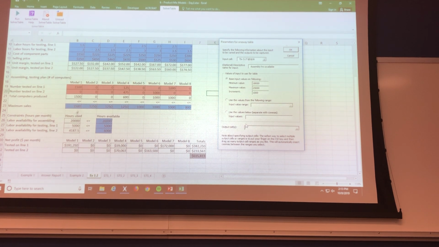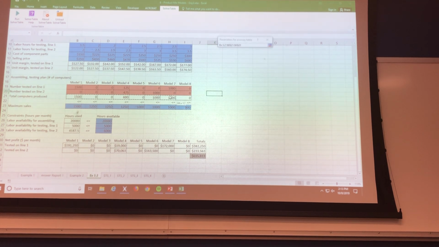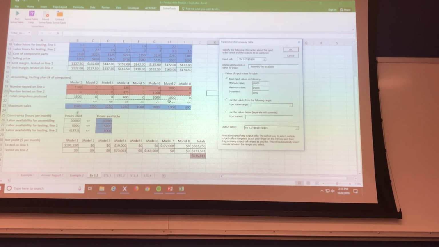And then here was why I named all these things. I want to see the breakdown of the computers that are produced, that's B21 to I21, hold the control key. I also want to see J33. So I want to see all of that as output, that's why I named them.